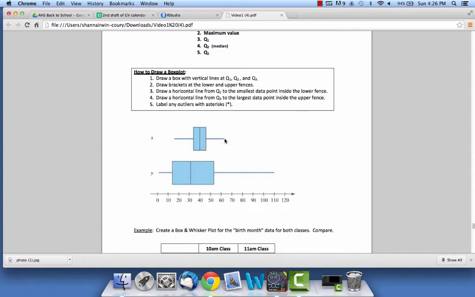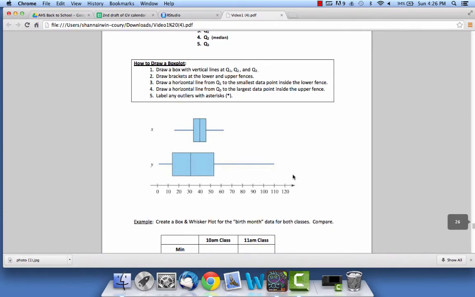If you have an outlier, you don't go all the way out to it. So if there was an outlier out here, but the other last value was right here, you would just stop this line here and put an asterisk out there. And that's how you mark it. That's why it used to be called a box and whisker plot. These being the whiskers, I guess, but then you put the asterisk for an outlier.